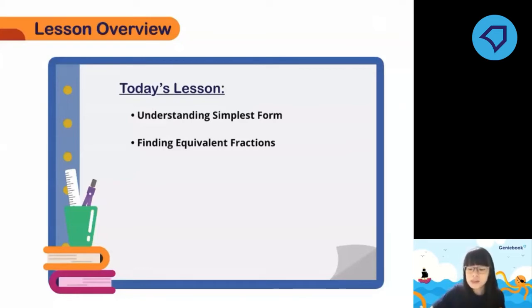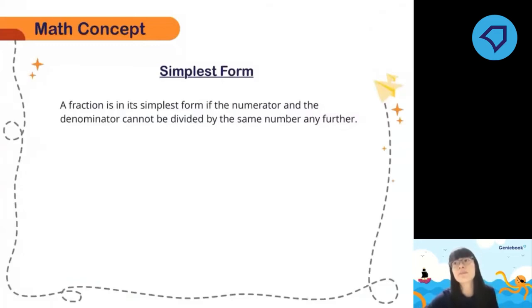Okay, all right, so let's take a look at the first one. What does simplest form mean? Based on the definition itself, a fraction is said to be in its simplest form if the numerator and the denominator cannot be divided by the same number any further. Okay, it is the smallest number that you can actually divide your numerator and denominator into. Okay, what do I mean by this? So let's take a look over here.